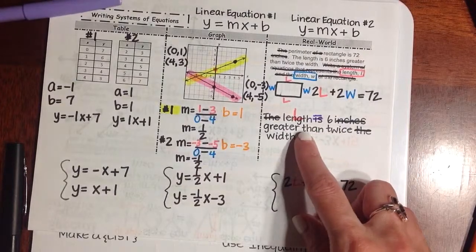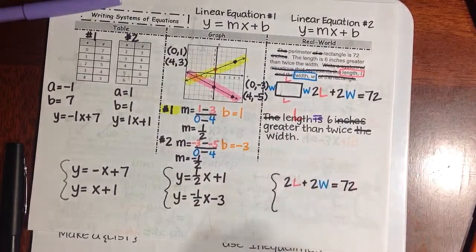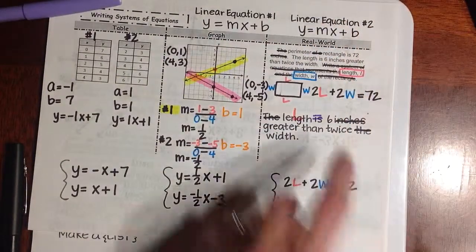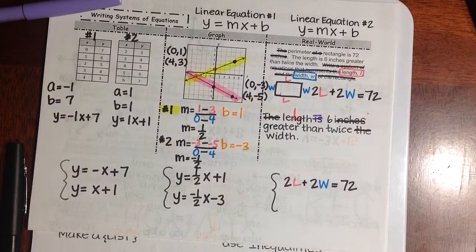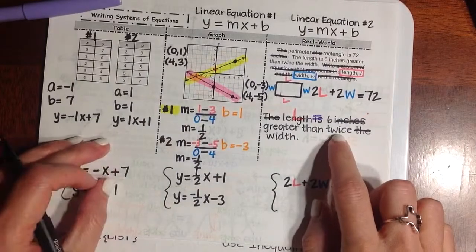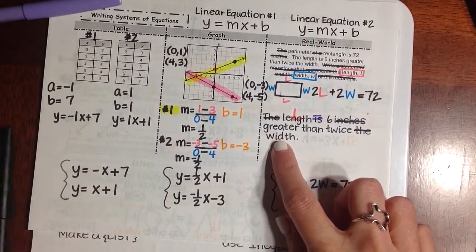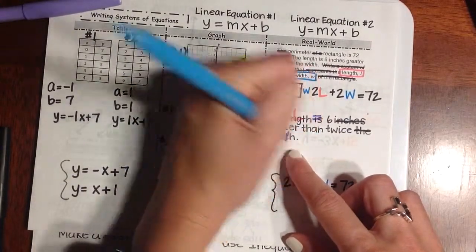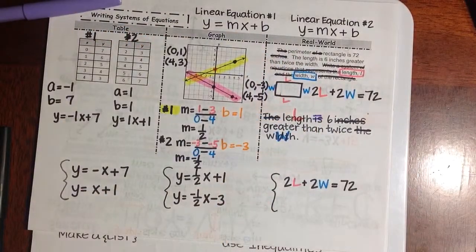Okay, 6. 6 greater than. If you are 6 greater than something, you have added 6. So we are going to have to add 6. Okay? And then twice. Twice means you are multiplying by 2. And what are we multiplying by 2? We are multiplying 2 by the width, which I can turn into a symbol. So here is what our equation looks like.